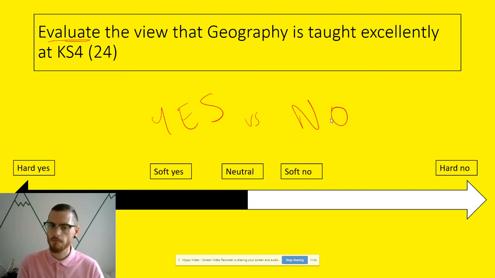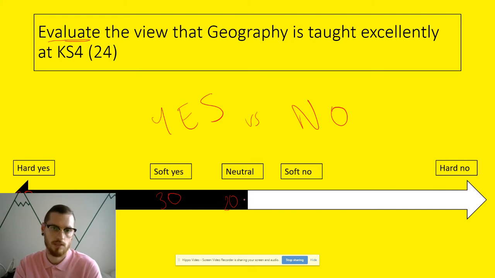However, what I'm trying to get at is that if I asked nearly 160 students, was geography taught excellently at Key Stage 4, I might find some students up here. Let's say I had, I don't know, 20 students here. Some students might not be that extreme in the answer, so let's say we had about 10 here. Maybe we had 30 soft yeses. Maybe actually a lot of students said a little bit more yes than no, so maybe we've got about 20 here.